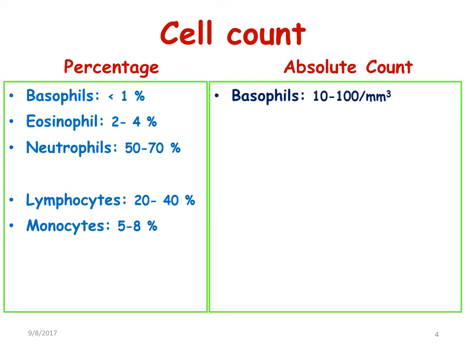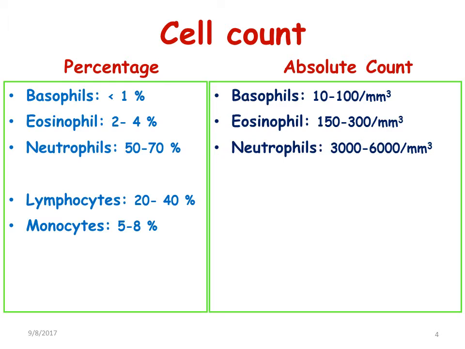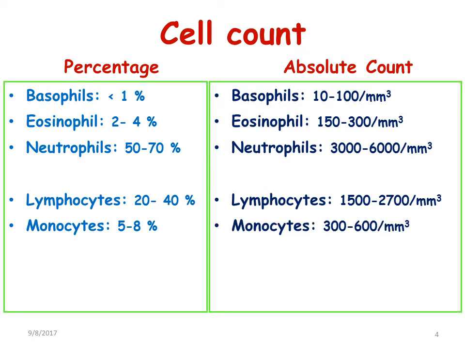When you look at the absolute counts, the basophils will amount to 10 to 100 per cubic millimeter of blood, eosinophils 150 to 300 per cubic millimeter, neutrophils 3000 to 6000 per cubic millimeter, lymphocytes 1500 to 2700 per cubic millimeter, and monocytes 300 to 600 per cubic millimeter.